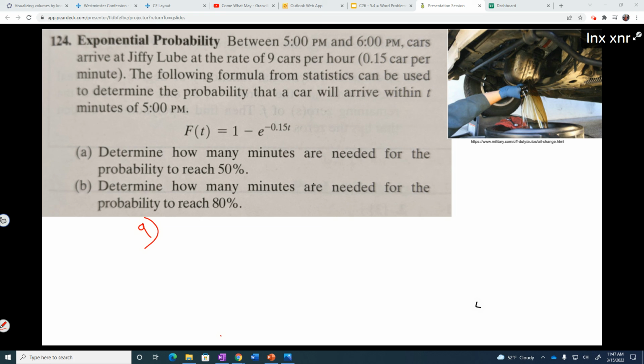So this f of t, it doesn't really spell it out, but this represents the frequency. That's going to be what our 50% is. And anytime we use a percentage in math, we typically write it as a decimal, right? So it's going to be 0.5, our frequency, equals 1 minus e to the negative 0.15t. And then we're solving for minutes, so t represents time.